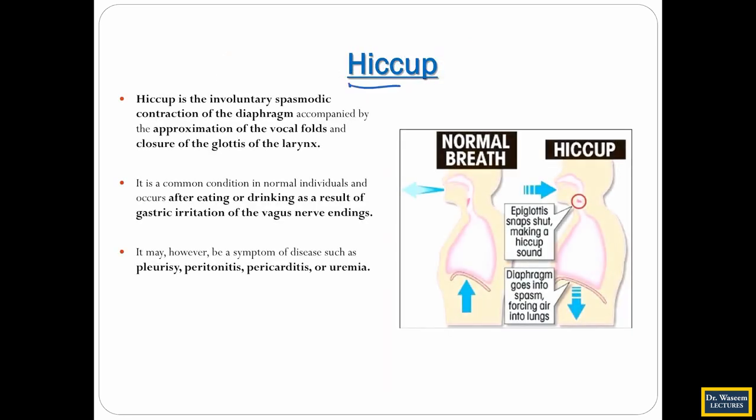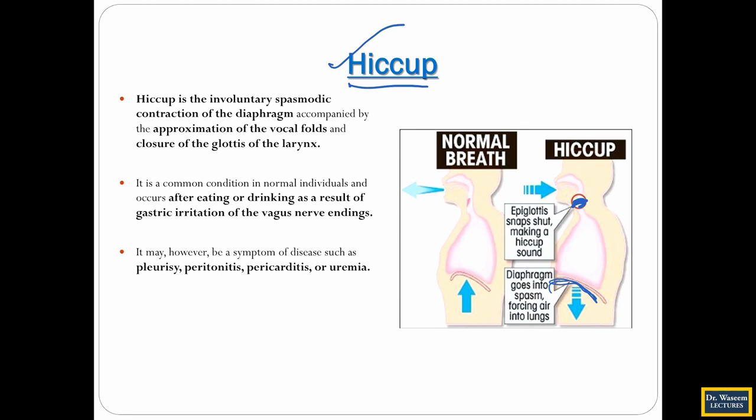Now you see, this is called the hiccup. Hiccup is an involuntary spasmodic contraction of the diaphragm. That is because of the approximation of the vocal cords, meaning the vocal cords will be shut off and the contraction of the diaphragm takes place here. You will have it like this. This is called the hiccup.